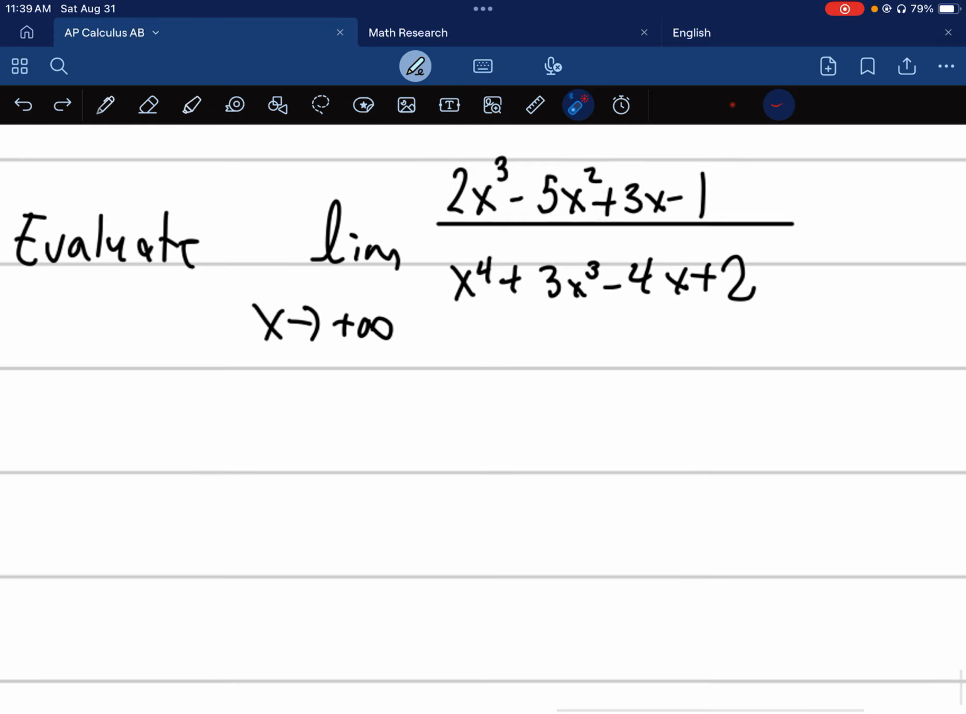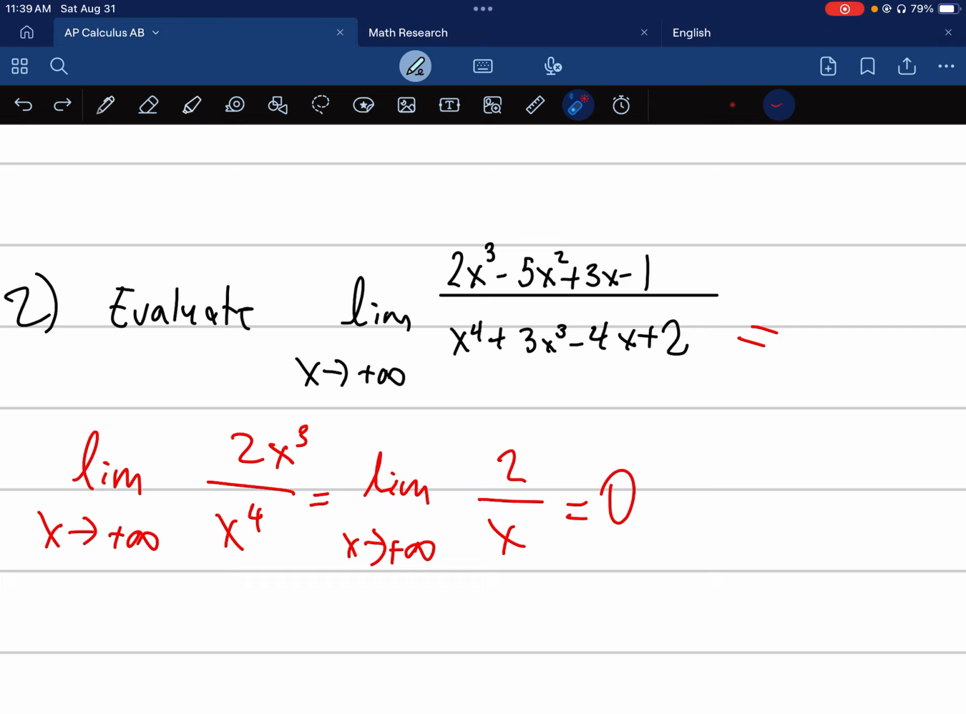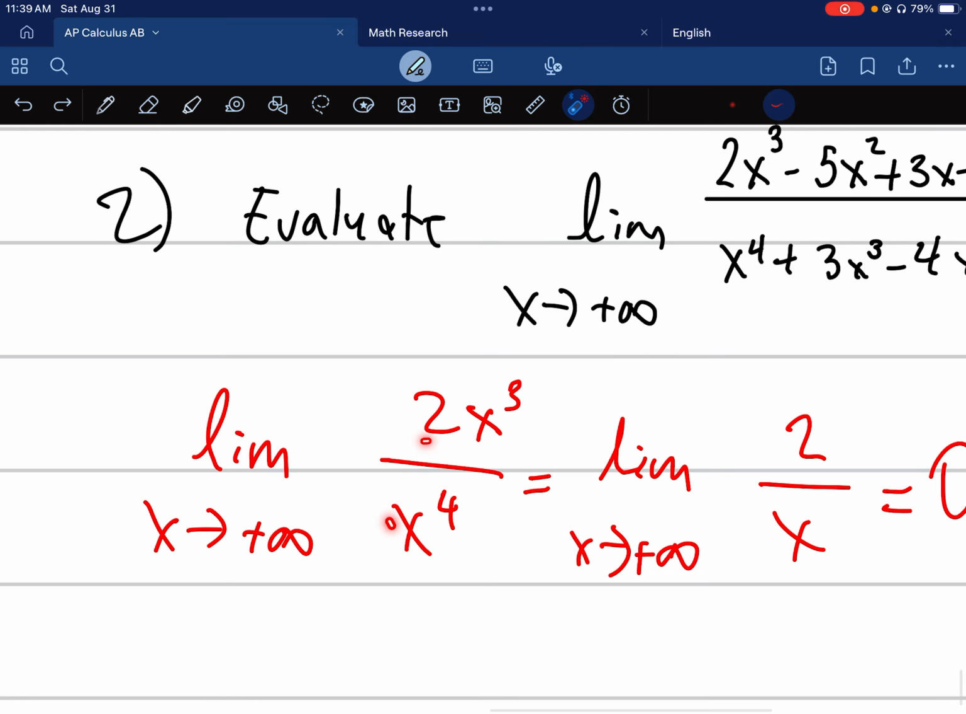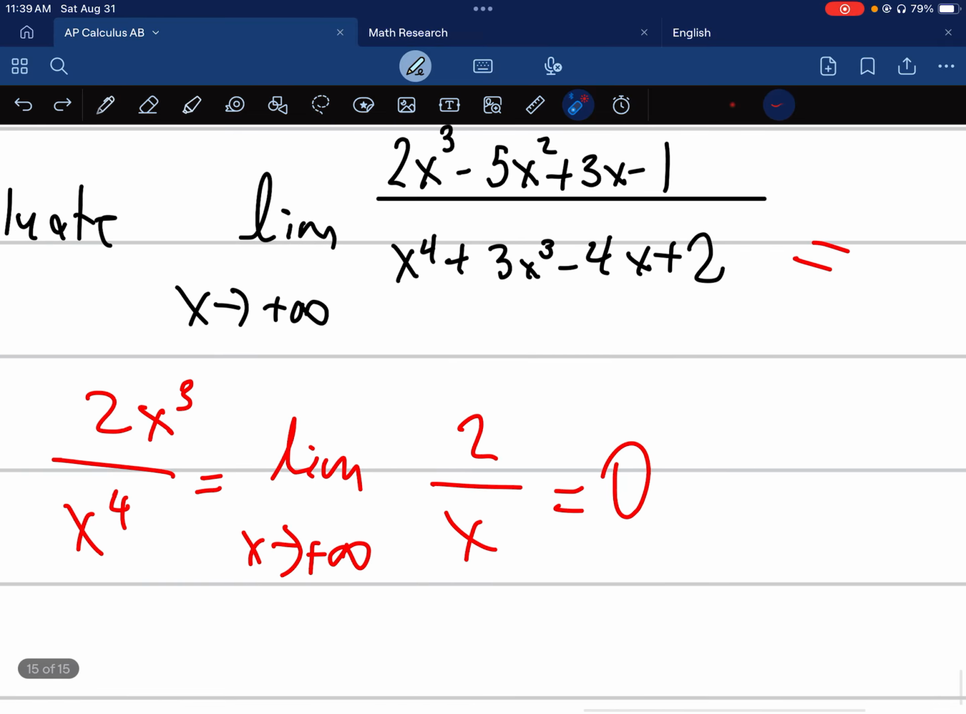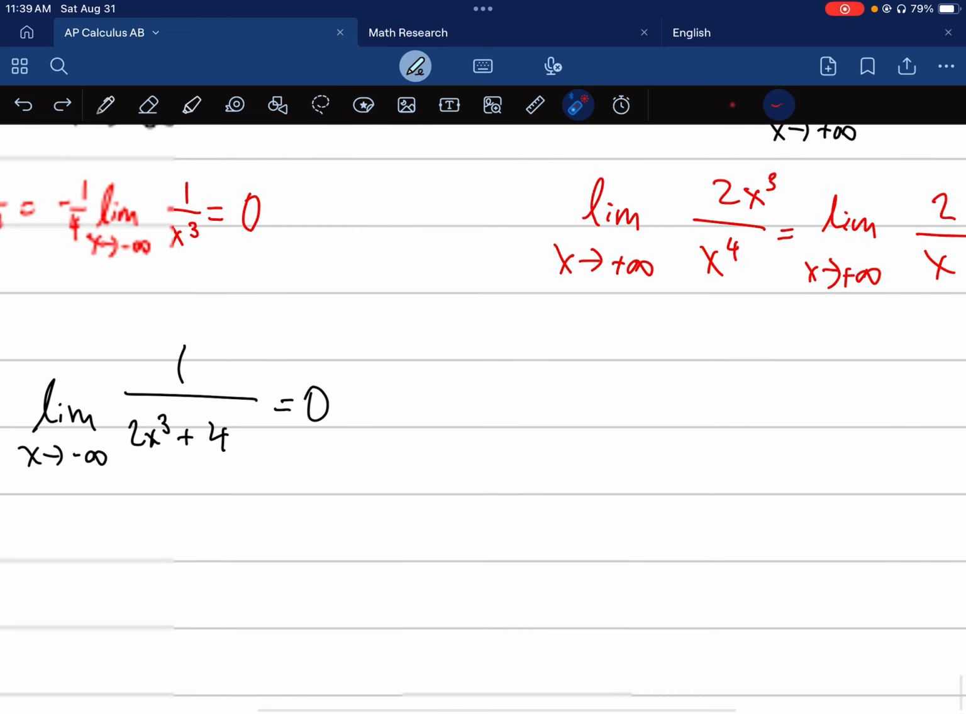So let's evaluate the second limit. Again, first, which degree is higher? This is 3, this is 4. So we're going to guess 0, but let's just do the leading term anyways. Take only the leading terms. This is the limit as x approaches plus infinity of 2 over x. And yeah, as we expected, it is 0.